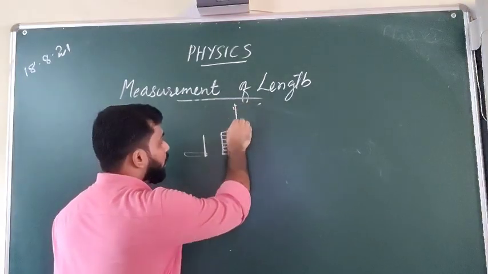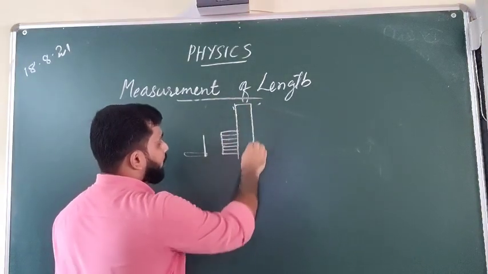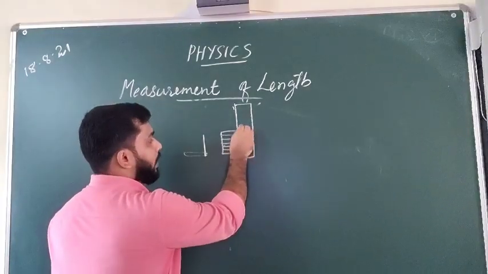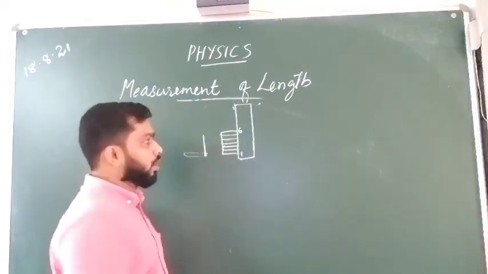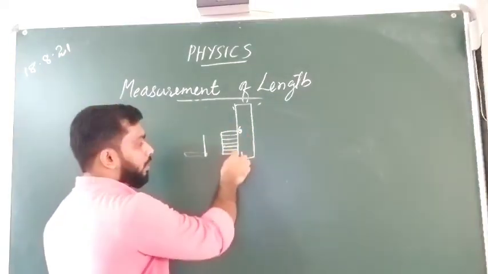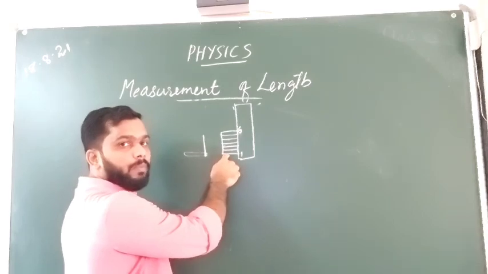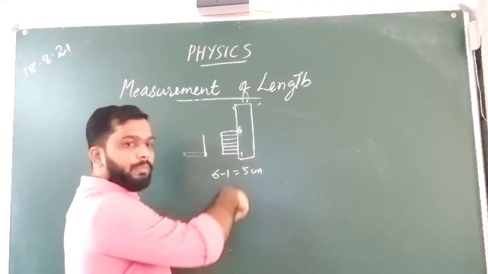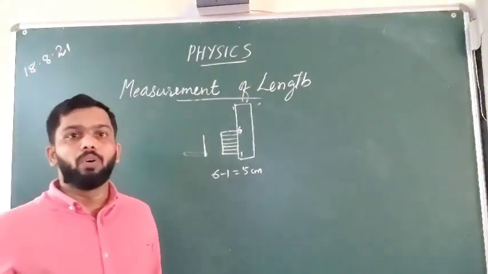We will keep the ruler upside down. Suppose it is starting from 1 and ending at 6, what will happen? What will be the length of this one? 6 minus 1 will be equal to 5 centimeter. Suppose 5 centimeter you got.